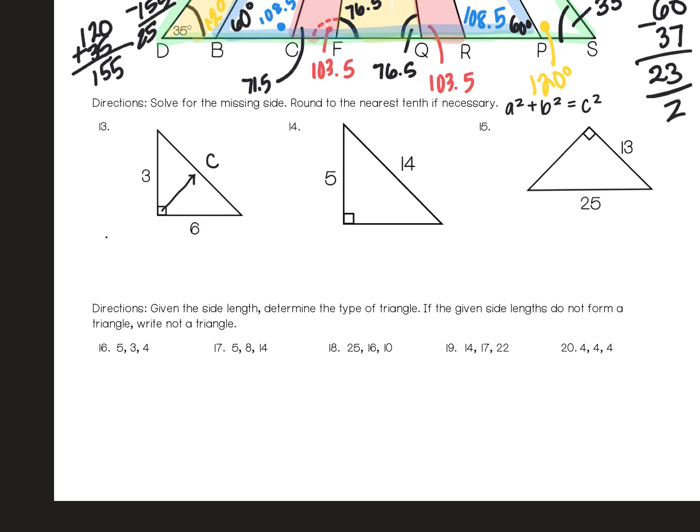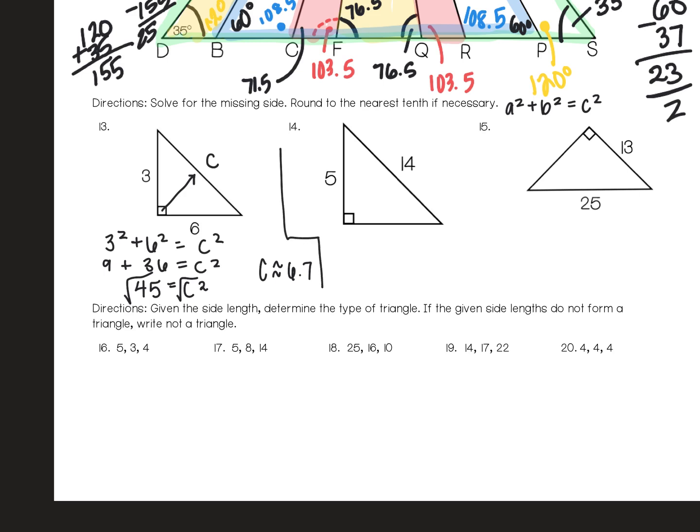So in this first one, a squared plus b squared equals c squared. 3 squared is 9, 6 squared is 36, that equals c squared. 9 plus 36 is 45. And then to undo something that is squared, we take the square root. The directions say round to the nearest tenth, so the square root of 45, when you type it in a calculator, is approximately 6.7.